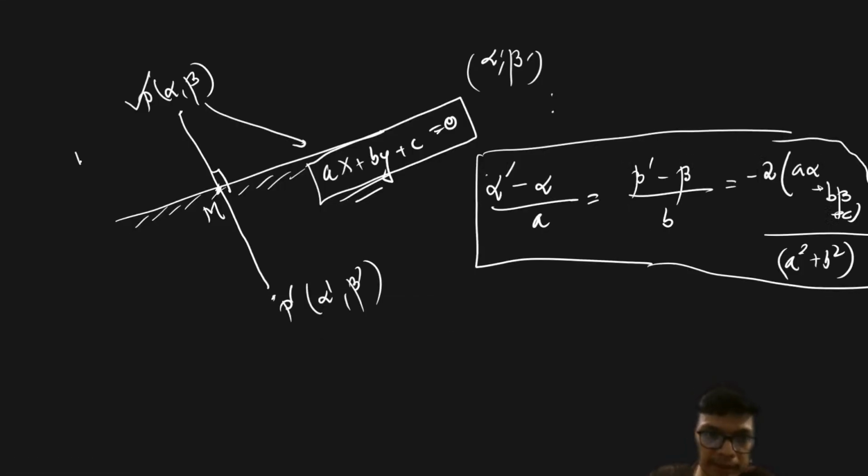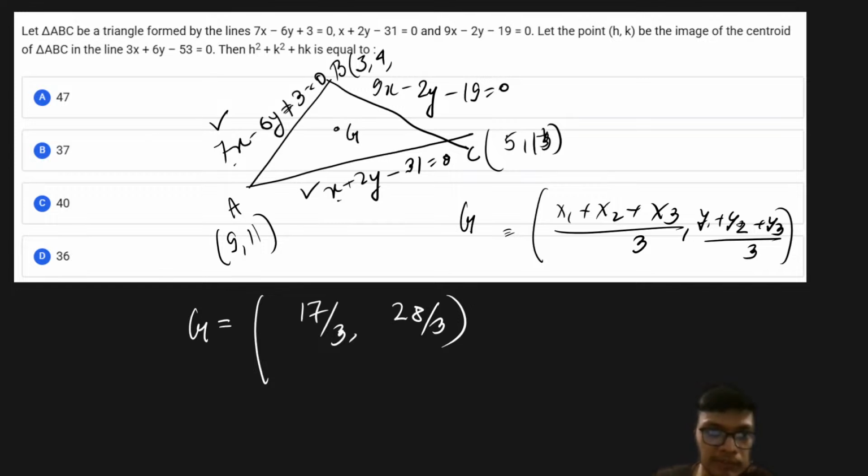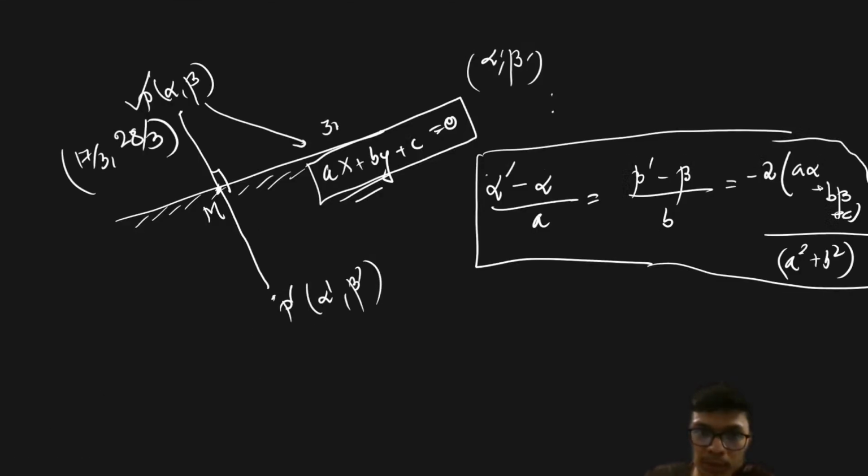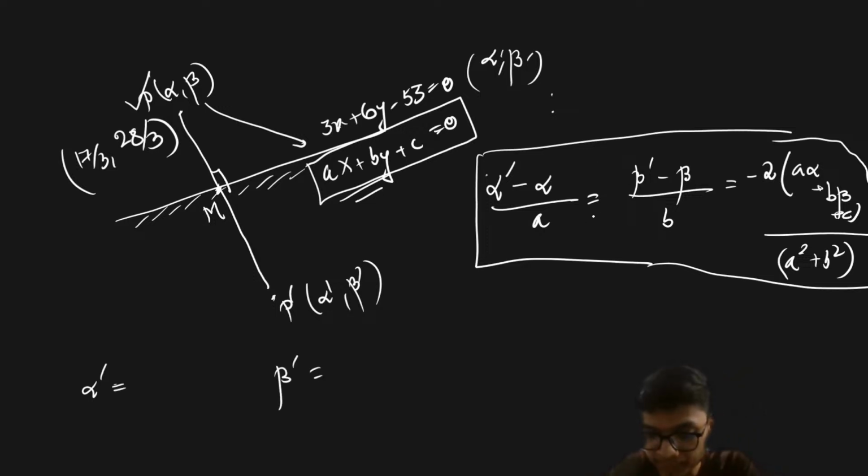So that is my point alpha beta, which is (17/3, 28/3), right? And the equation of the straight line about which I have to reflect it is 3x + 6y - 53 = 0. So from here I can simplify alpha dash and beta dash. I will just put that into this particular equation, and I will get my relations.